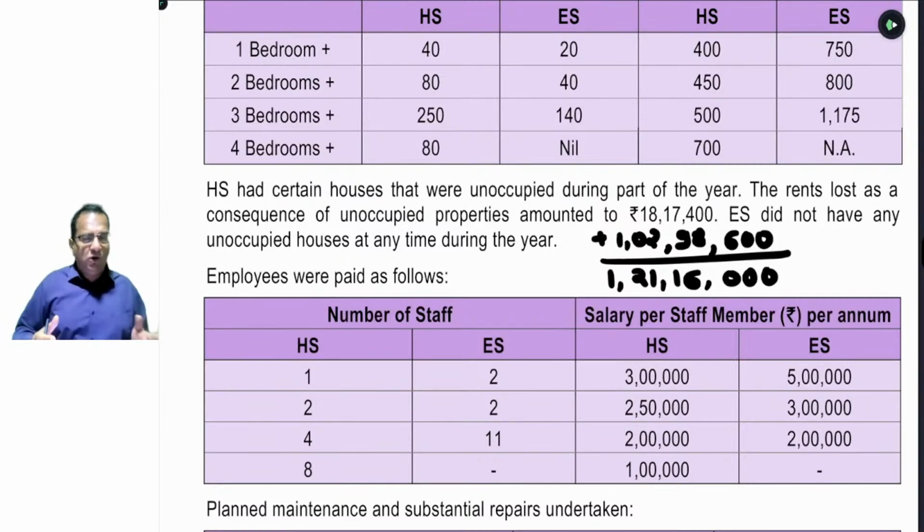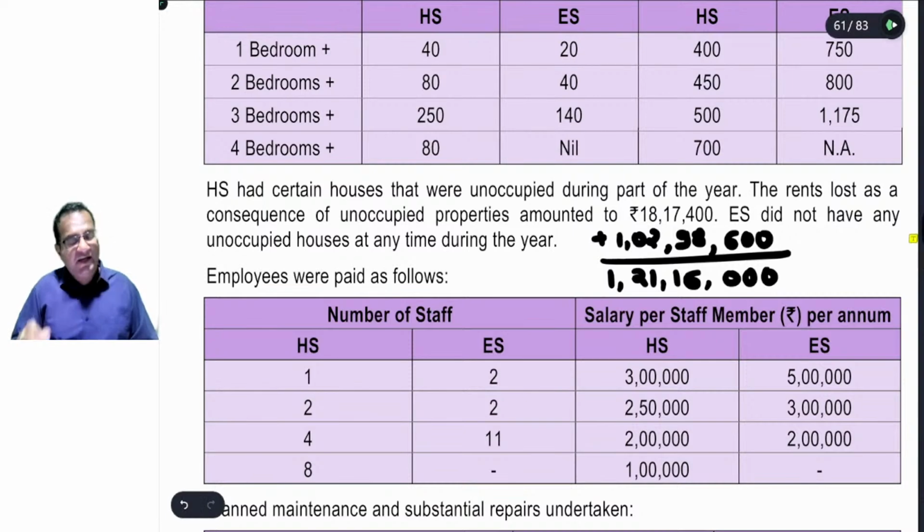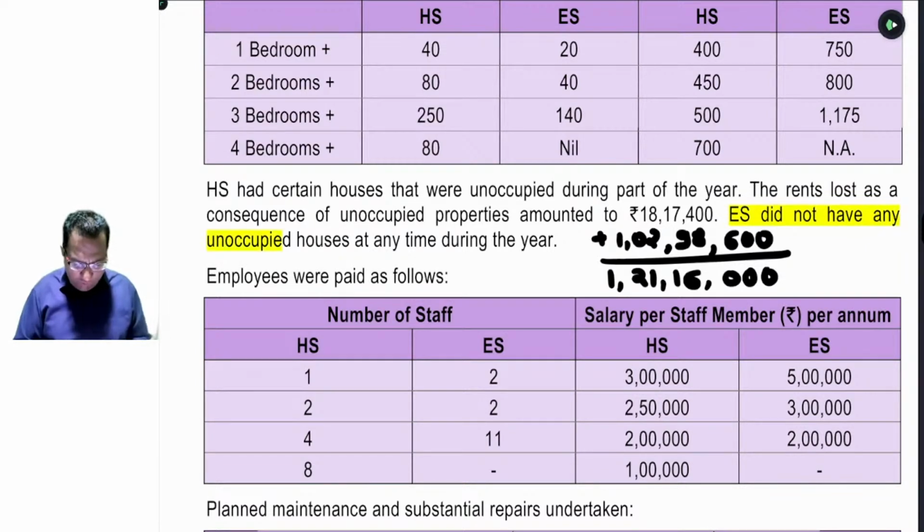Whether it's a normal or an abnormal thing. It's a normal thing, but this point will make it abnormal. The competitor didn't have any unoccupied houses at any time during the year.